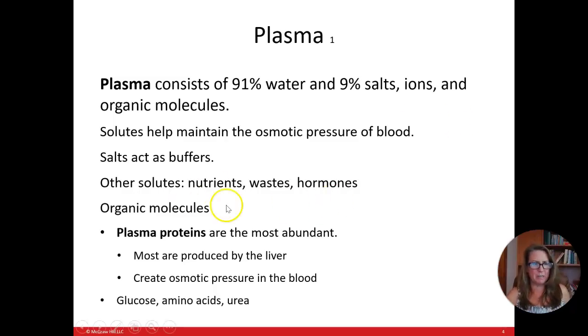Later on the slide here, plasma proteins. Those are the most abundant organic molecules in the blood. And as I mentioned, some of those proteins will be involved in blood clotting, but there are certainly other plasma proteins. One of those is albumin, which is a really huge one that we think about when we're treating people, for example, burn victims. We're going to be thinking about making sure we replace their plasma. The plasma proteins are produced by the liver, and those plasma proteins are also going to create osmotic pressure in the blood. So that's going to help essentially determine where water is flowing.